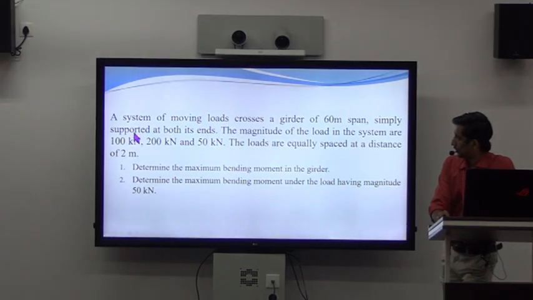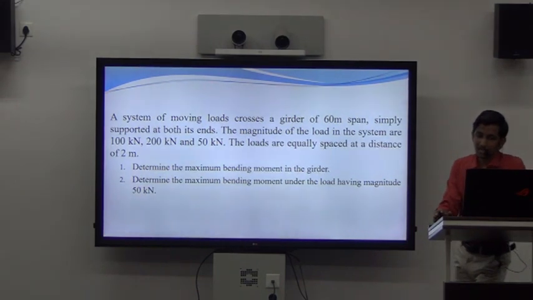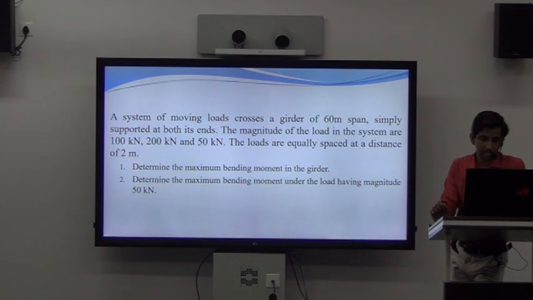If you see, the problem is a system of moving loads crosses a girder of span 60 meter, simply supported at both its ends. The magnitude of the loads in the system are 100 kilonewton, 200 kilonewton and 50 kilonewton. The loads are equally spaced at a distance of 2 meter, and you are supposed to find out two things. First one is you have to determine the maximum bending moment in the girder, and the second thing is you have to also find out the maximum bending moment under the load having the magnitude 50 kilonewton.